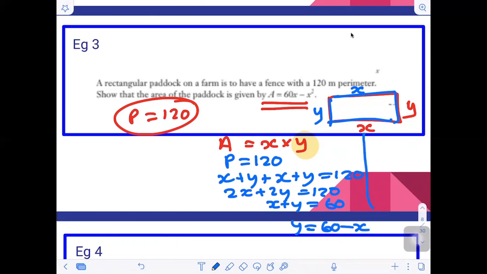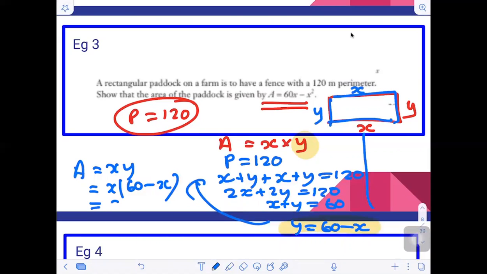So what that means then, the area equals xy. So x times, now what is your y? Your y is 60 minus x. So it'll be x times 60 minus x. When you expand that, you get 60x minus x squared. Okay, and that was your given area.